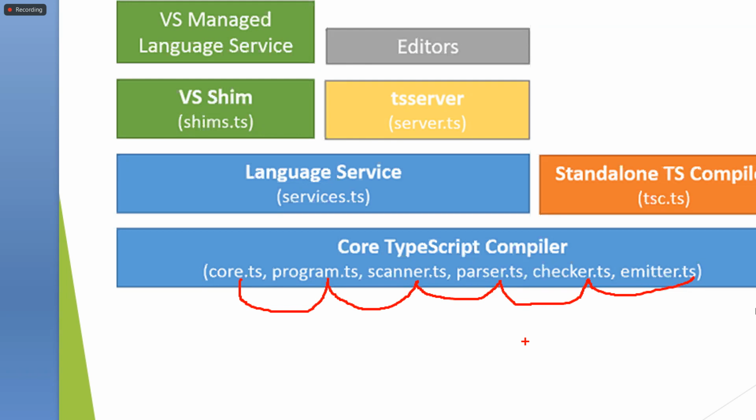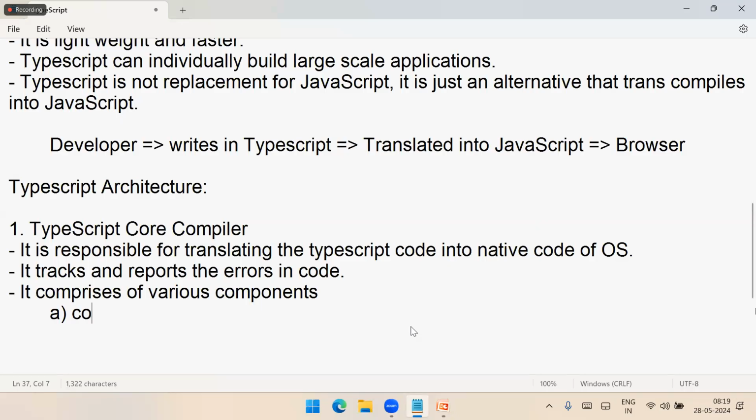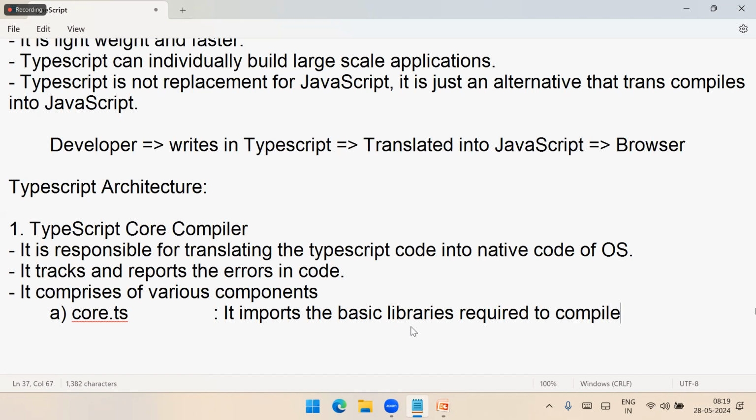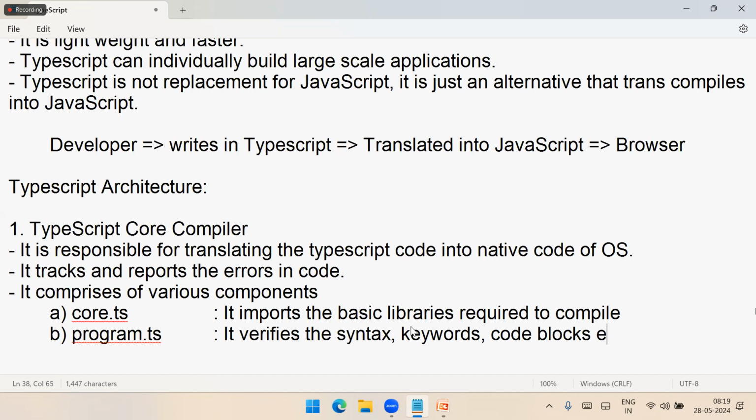So internally, a compiler has a lot of things. So what are these actually? Core.ts imports the basic libraries required to compile. Program.ts verifies the syntax, keywords, code blocks, etc.